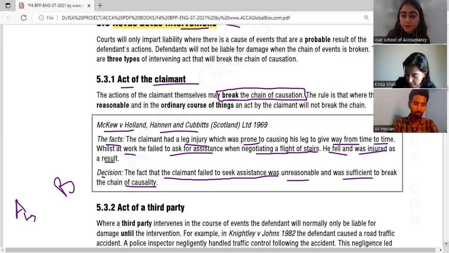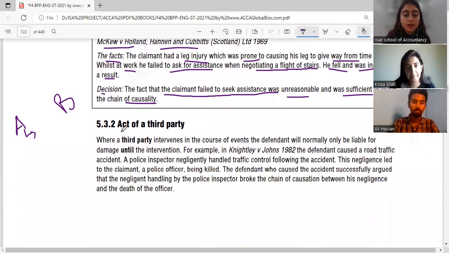Makes it clear? Second. Yes, ma'am. Act of third party. Ali, please read.